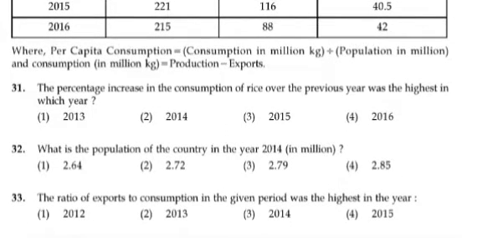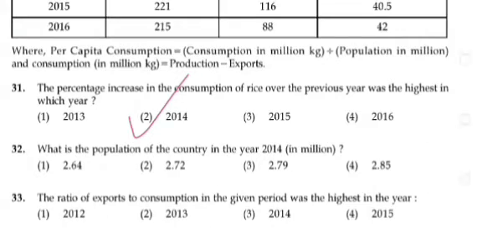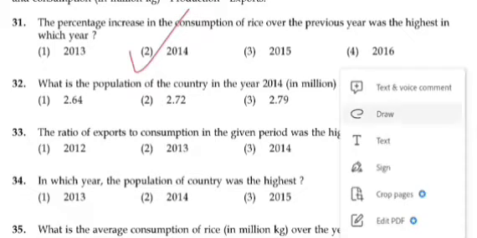The percentage increase in the consumption of rice over the previous year was the highest in which year? 2013, 2014, 2015, 2016. Question 31, correct option will be 2014. Question 32. What is the population of the country in the year 2014 in million? 2.64, 2.72, 2.79, 2.85. So it will be 2.79.